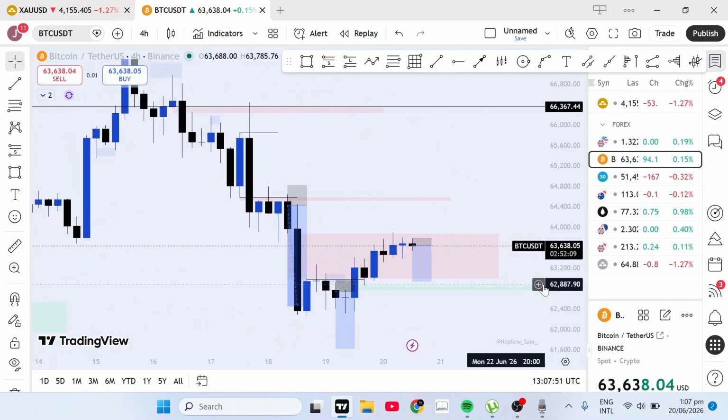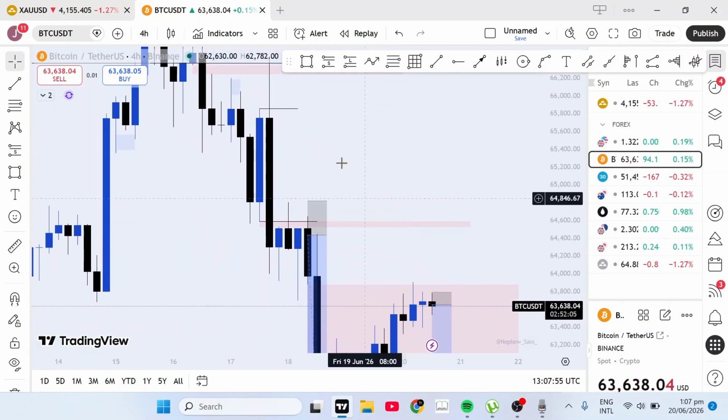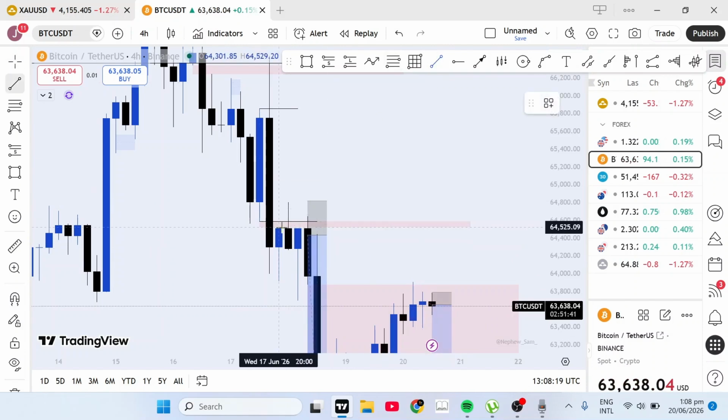When price got here, I saw that there was a fair value gap right here overlapping this order block. So this gave more confluence or more confirmation that this is a strong zone. So after I saw this fair value gap, I also saw price reach into this order block zone, mitigating this fair value gap and still sweeping this high again.